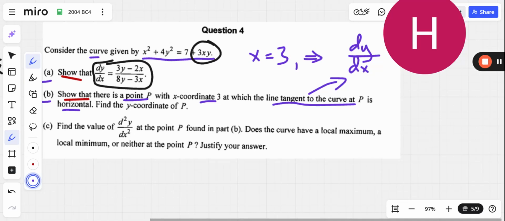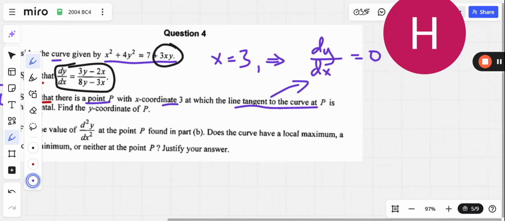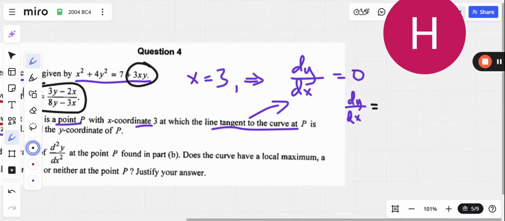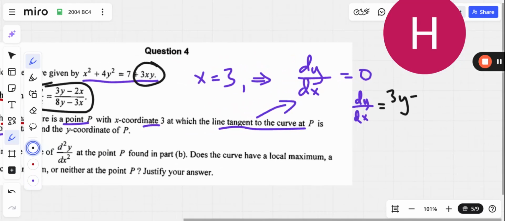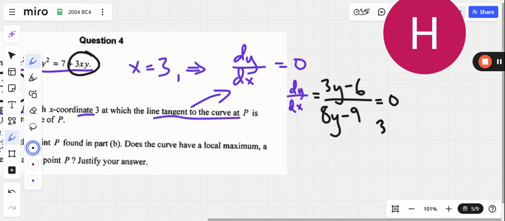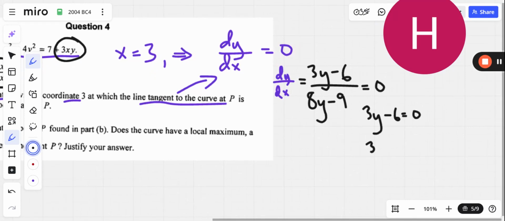Okay, so what we can do here is use x equals 3. The expression for dy/dx is now going to become 3y minus 2 times 3, over 8y minus 9. It doesn't matter too much what's on the bottom, just as long as 0 is not also on the bottom. We need this to equal 0, which means we essentially just need the top to equal 0. And therefore we would need y to be equal to 2.